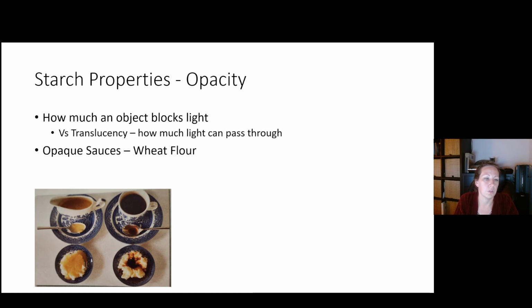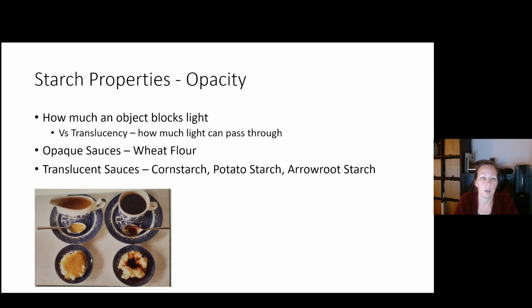Okay, so generally wheat flour produces opaque sauces, and starch flours that are more pure starch, like cornstarch, potato starch, arrowroot, those produce more translucent sauces. And so this picture is from the book, but it was a really good example. It happens to be darker, but it is also more translucent.